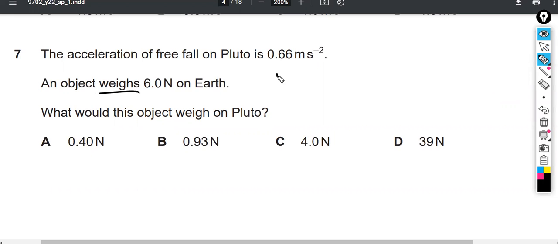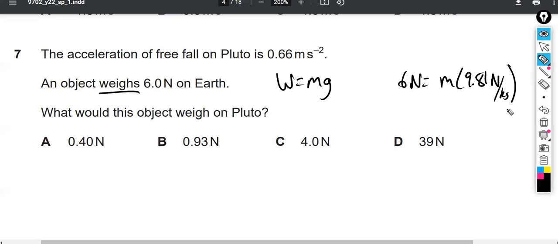What is weight? Weight is mass times the acceleration due to gravity. So we're given the weight, 6 newtons. On Earth, gravity accelerates things 9.81 meters per second squared. That's the same thing as saying there's 9.81 newtons acting on each kilogram of matter that rests on Earth's surface. When we divide each side by 9.81 newtons per kilogram, the newtons cancel, and we get the mass in kilograms.